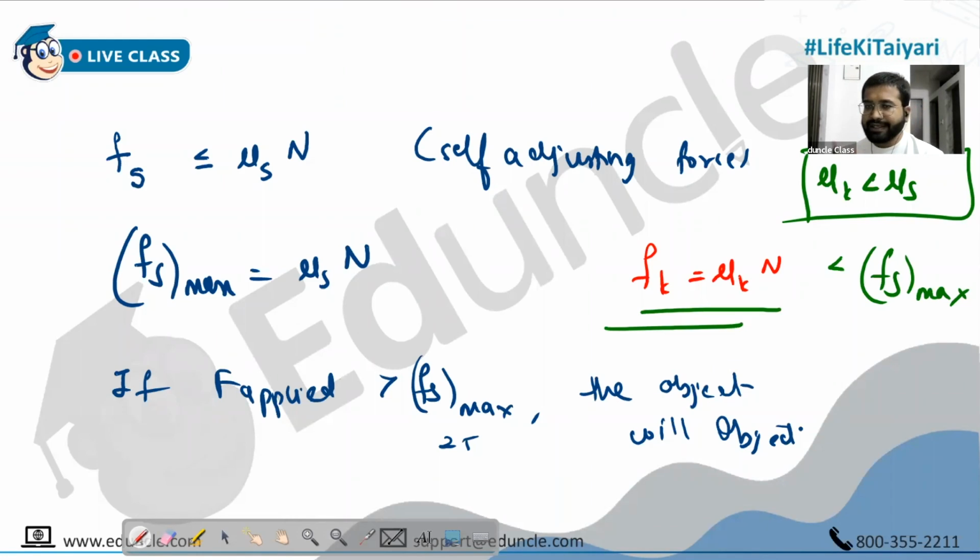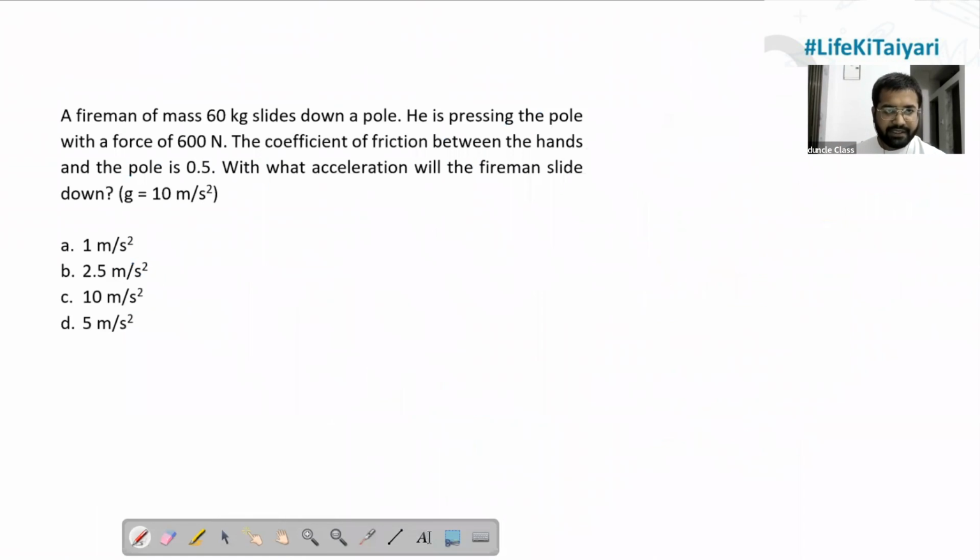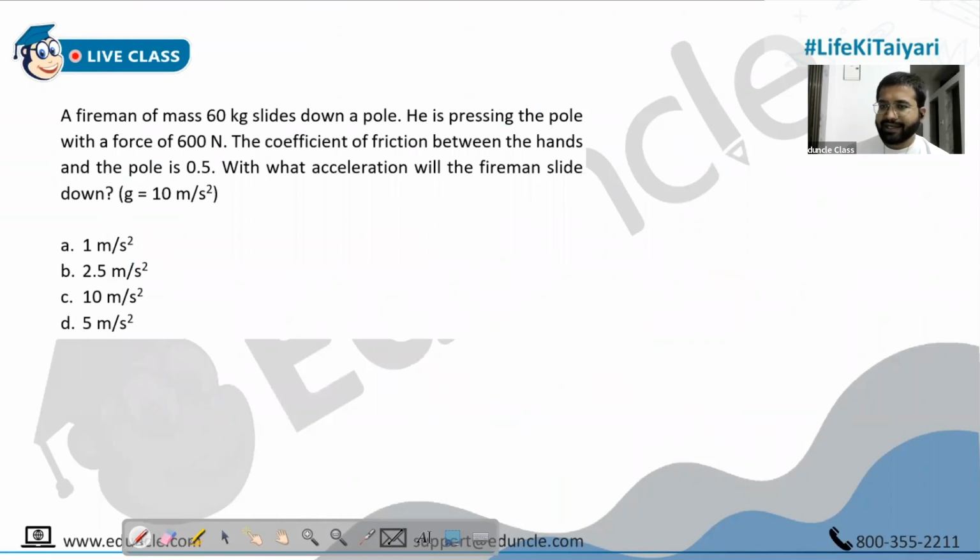But this was the only theory that we learned in friction in detail, and then we took problems. So let's just take one problem on that. This is an interesting one, though mostly we have taken good problems in the class already. A fireman of mass 60 kg slides down a pole. He is pressing the pole with a force of 600 Newton. The coefficient of friction between the ends of the pole is 0.5.